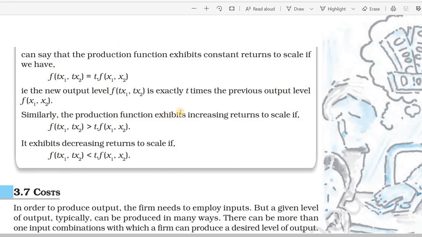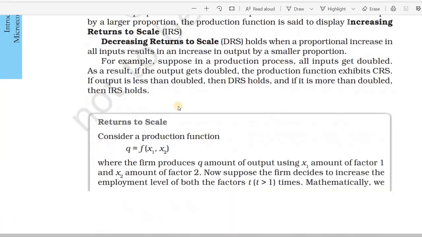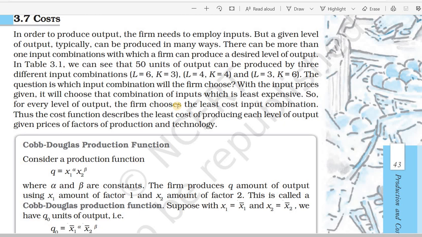In last class we studied about production function, return to scale, all these things. Today we can study about cost. If we need to produce something, the firm needs inputs. We already studied what the inputs are and what the output is. For a production process, the firm needs to employ some inputs, especially like labor, capital, raw material, like this.